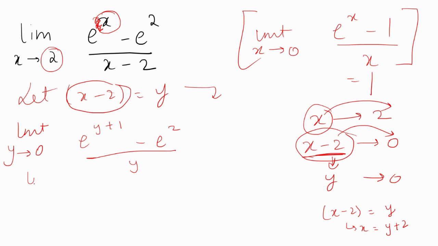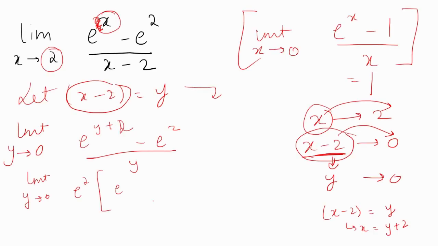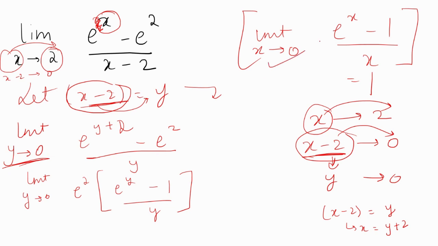Alright. Next, what I'll do, limit y approaching 0, I will take e to the power 2 as common. So I have e to the power 2 into (e to the power y minus 1) by y. What did I do? Let me explain again. We said let x minus 2 be equal to y. Since x is approaching 2, x minus 2 will approach 0. So now we got y approaching 0. So one problem solved. This one.